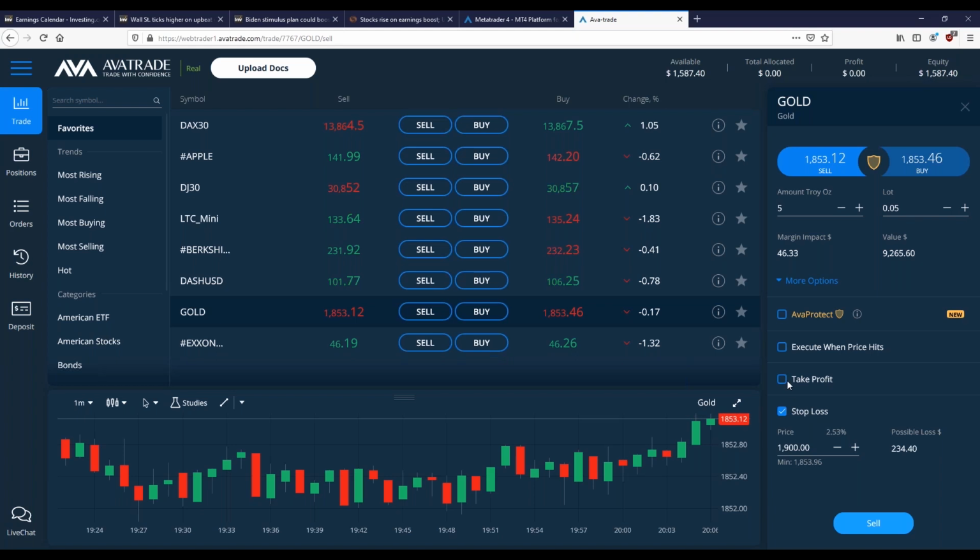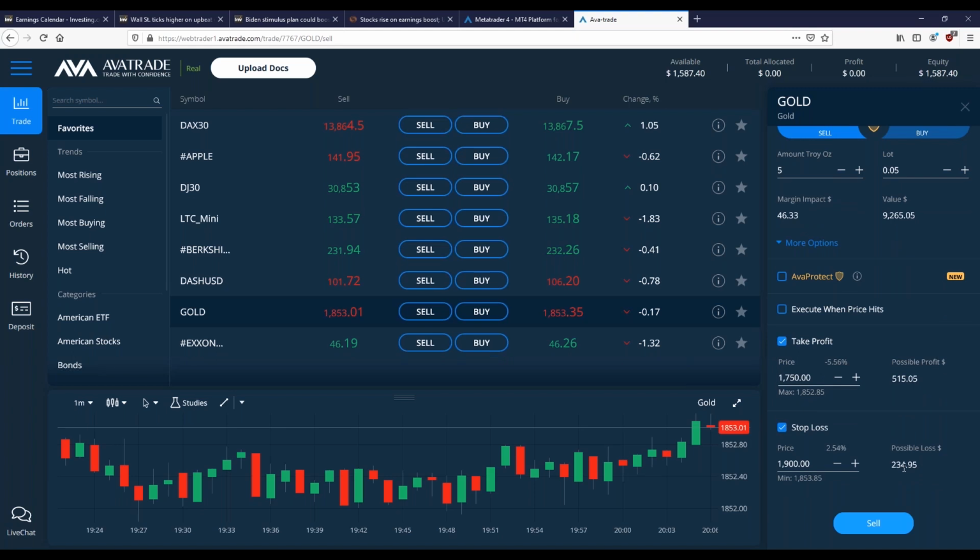The same with your take profit. If you put a take profit price, if I thought it was going to plunge to 1750, I put that price as take profit. It tells me how much I'll make. Okay, so I can see risk, reward, potential risk, potential reward.